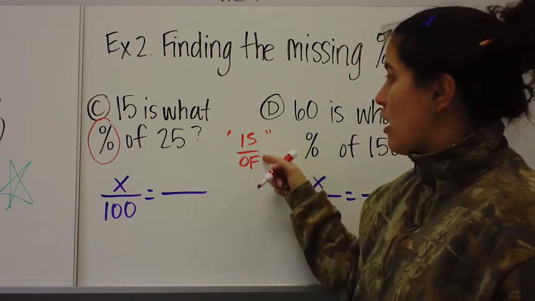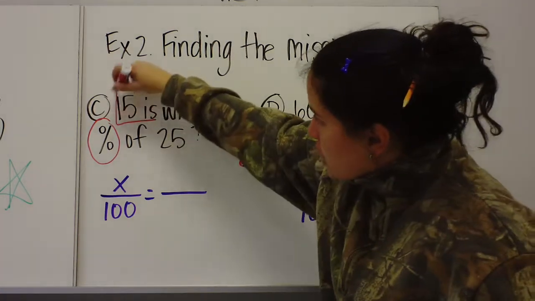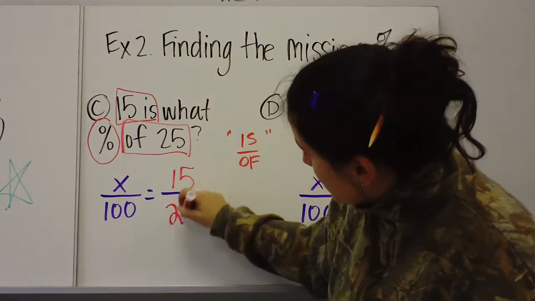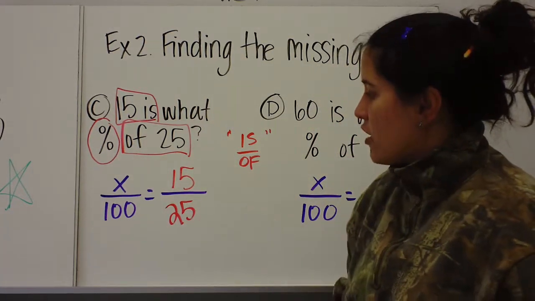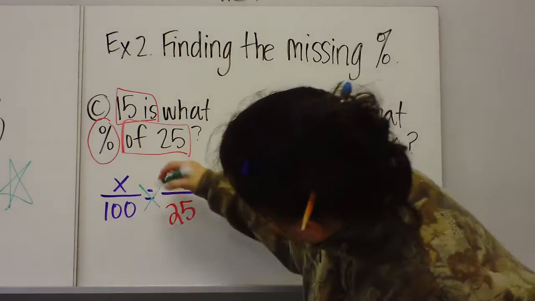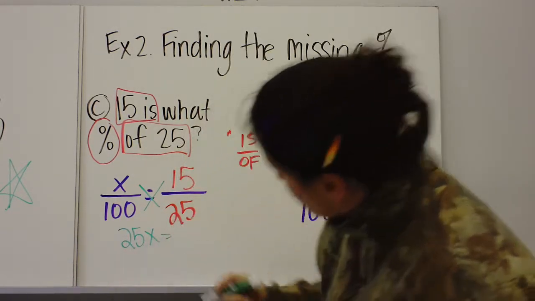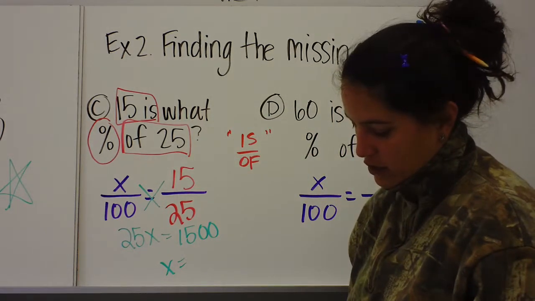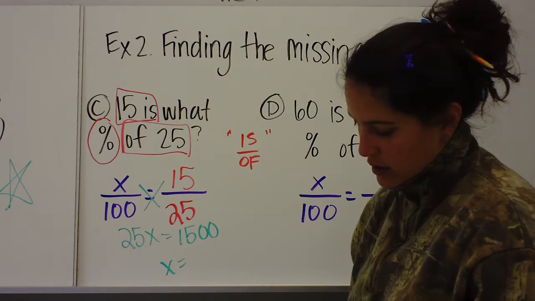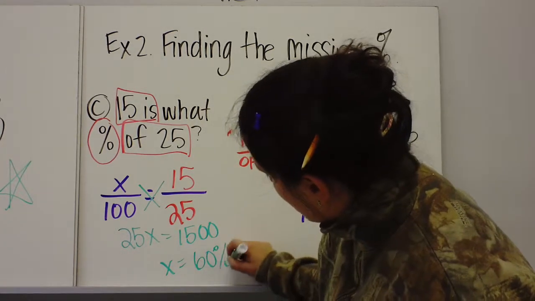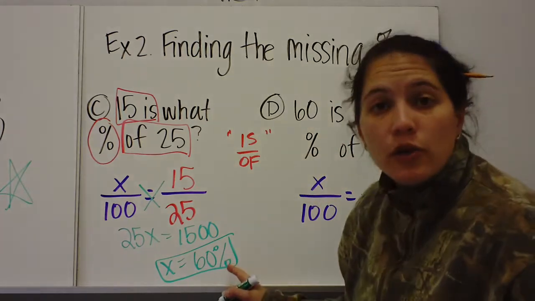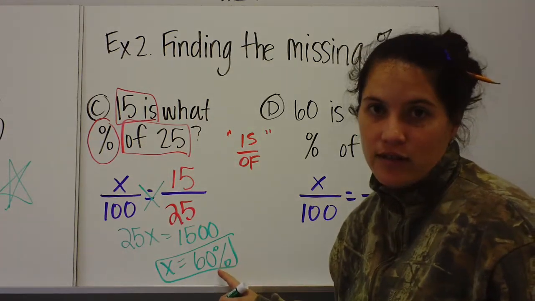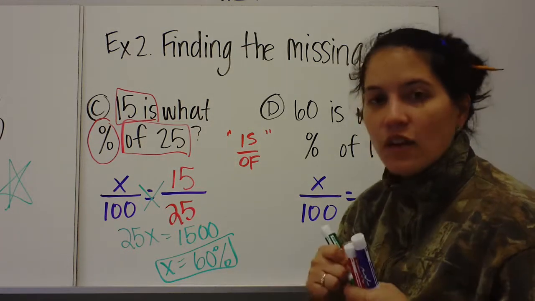Now I have to find my is and of. Is goes on top. 15 is of 25. So you cross multiply and we get 25x equals 1500. And then you divide 1,500 divided by 25. And we get 60%. Don't forget to include your percent sign because this is a percent question. So 60% is your answer. Let's do another one.